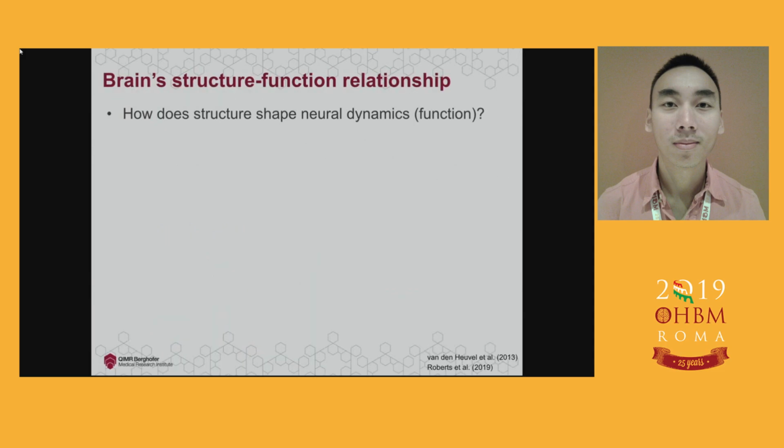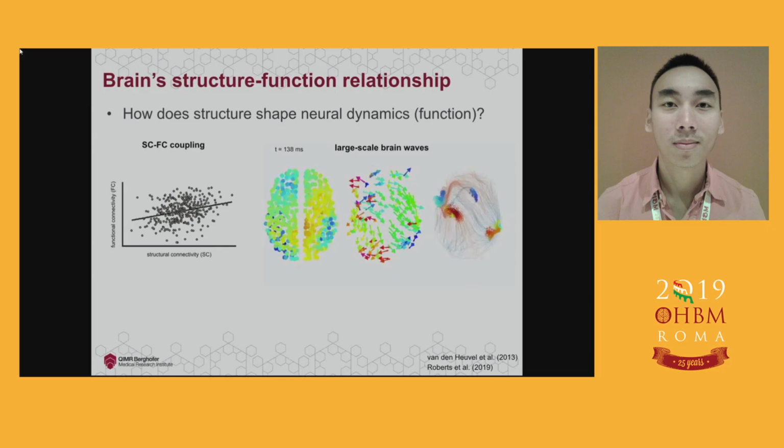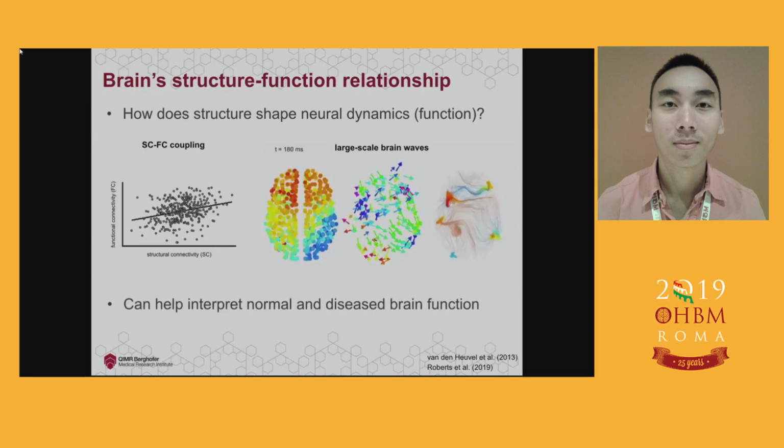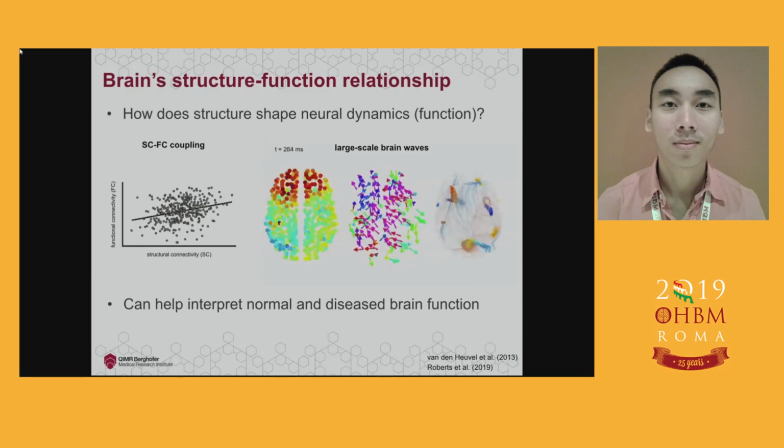We've heard from recent talks over the past few days the importance of understanding how the structure of the brain shapes neurodynamics. Recent works show that there's a correlation between the strength of your structural connectivity and your functional connectivity. And more recently, James Roberts' lab has shown that the structure shapes the function, and there's the emergence of large-scale brain waves in the brain.